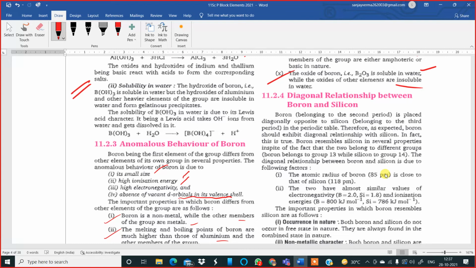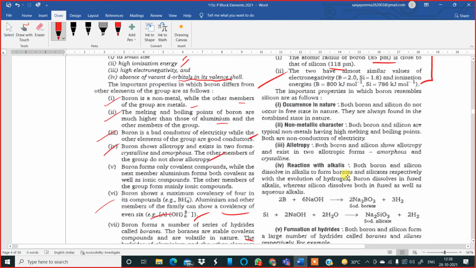As I told you, the atomic radius is almost similar, not much of a difference over there. The radius of boron, 85 picometer, is close to that of silicon, almost 118 picometer. The two have almost similar values of electronegativity and ionization energies. So because of these two reasons, they show a diagonal relationship. Now, the important properties in which boron relates with silicon are given over here.